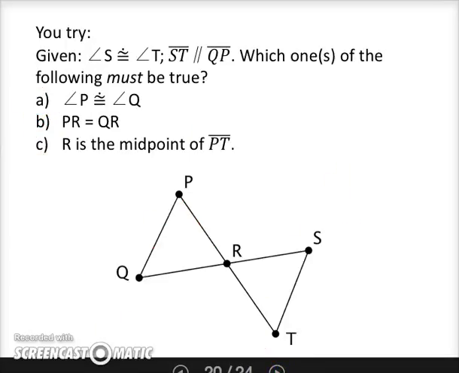You try one. Given that angle S is congruent to angle T and ST is parallel to QP, which ones of these statements could I say for sure was true?